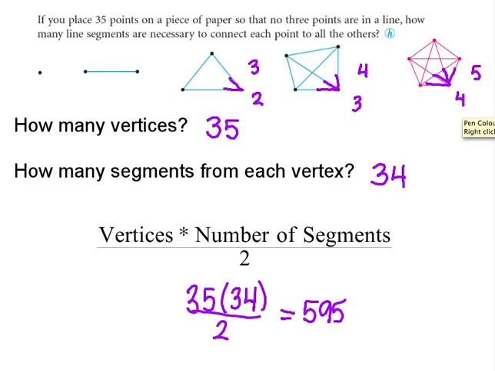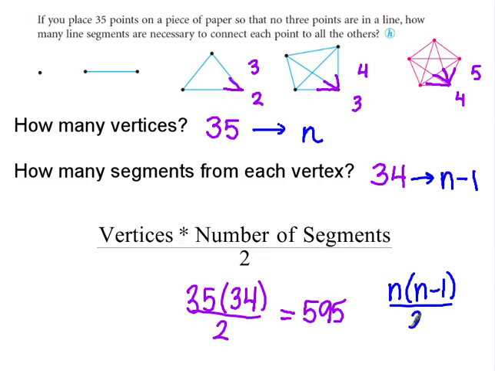Just for kicks, I want us to write this formula in general terms. So say, for example, if I had 100 points or 500 points, I want to use this in terms of n. Okay? So I'm going to liken the vertices to just n. That'll be my number of vertices. So if I have n vertices, to find how many segments, n minus what? Good. So you're going to compare the two, 35 and 34. So really, I have n times n minus 1, divided by 2.